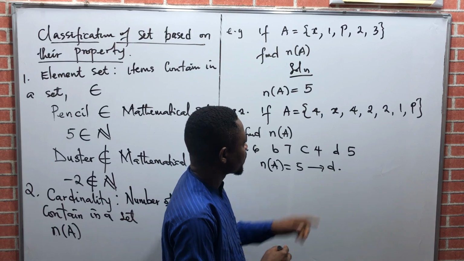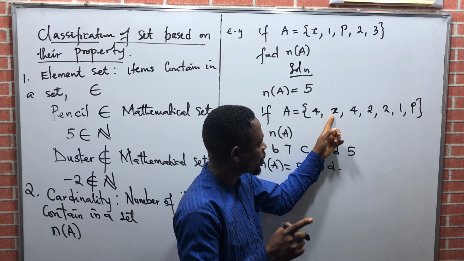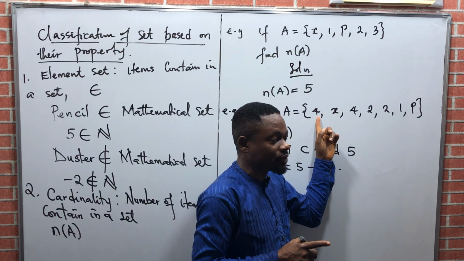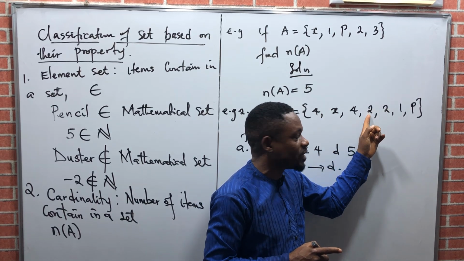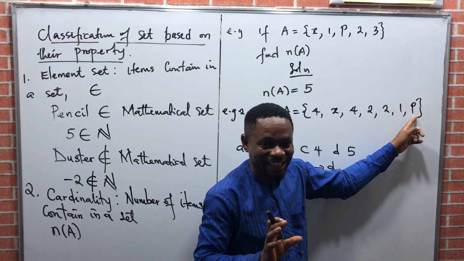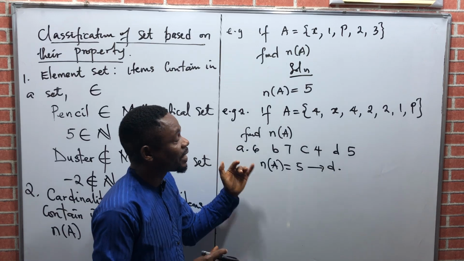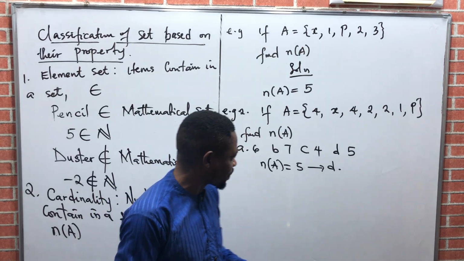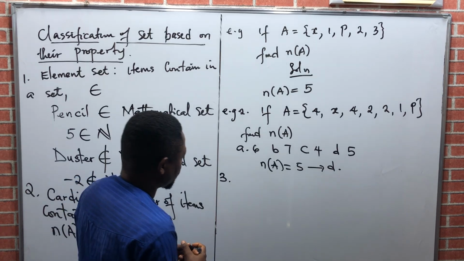I repeat again. This is 4. This is 1. Are you there? This is 2. I will jump this now because you have already counted it. Then this is 3. I will jump this 2 because it's already in existence. So this is 4 and this is 5. So the cardinality is 5. That is all about what we mean by cardinality of a set.